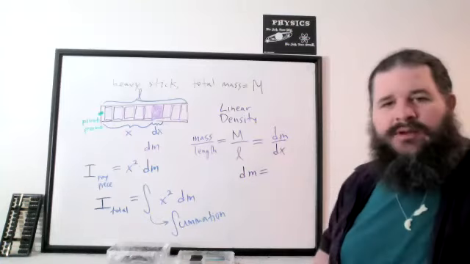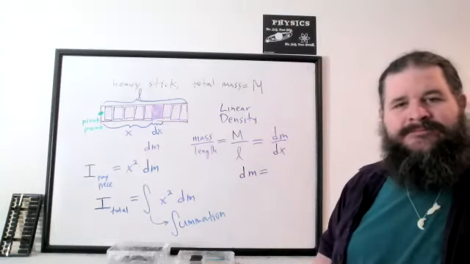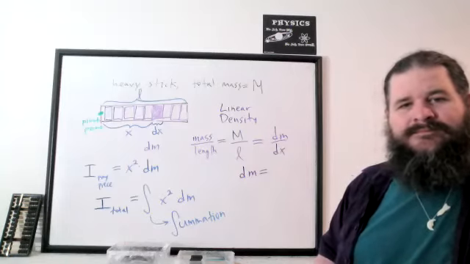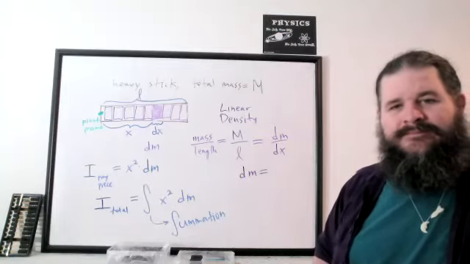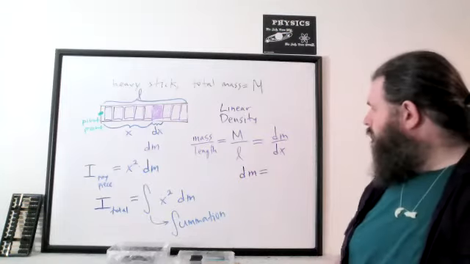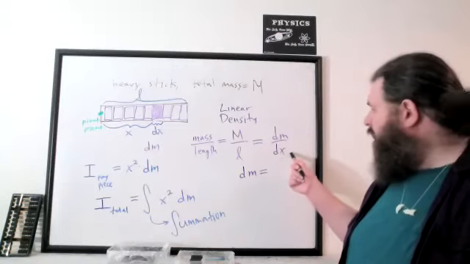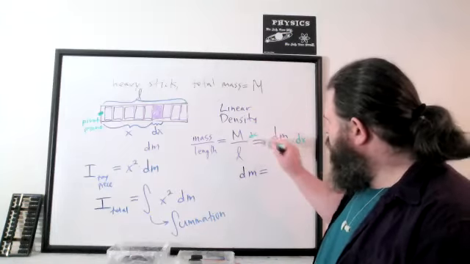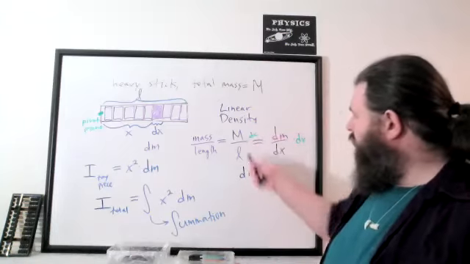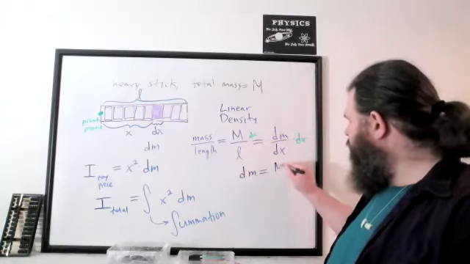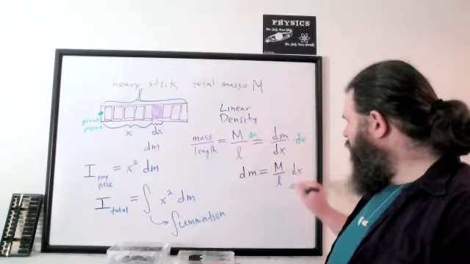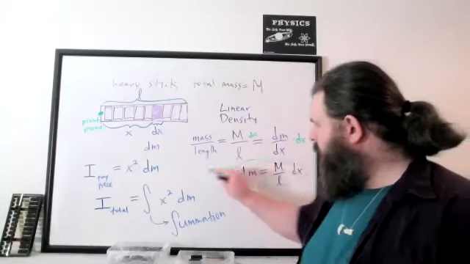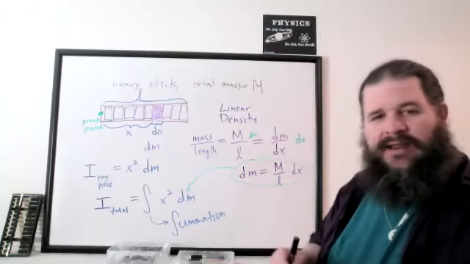If you isolate dm here, what do you get? Well, we've got to get rid of the dx, so let's multiply both sides by dx. And we get dm equals big M over L times dx. And now we can make this substitution. Everywhere we see dm, we can replace it with big M over L dx.